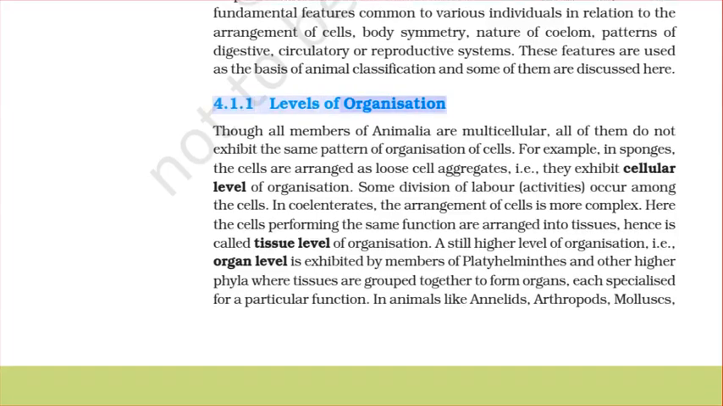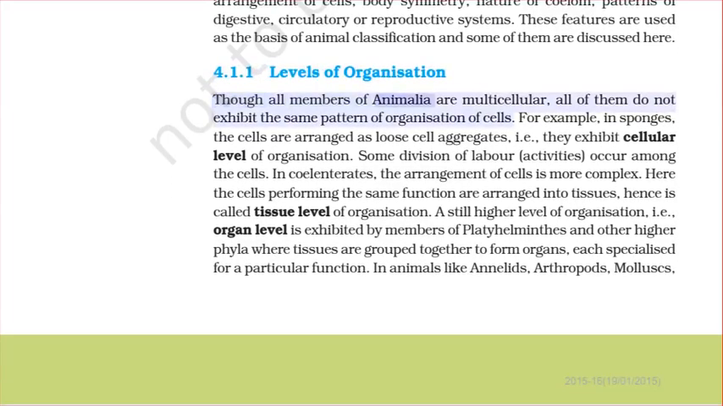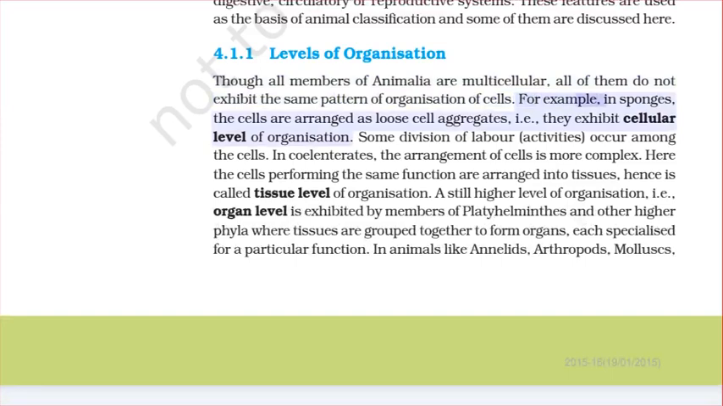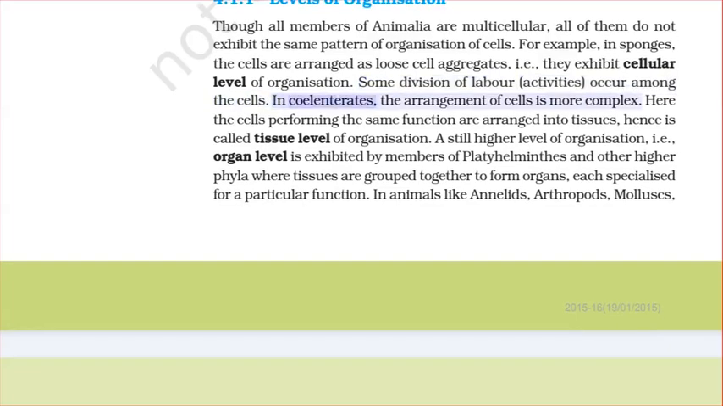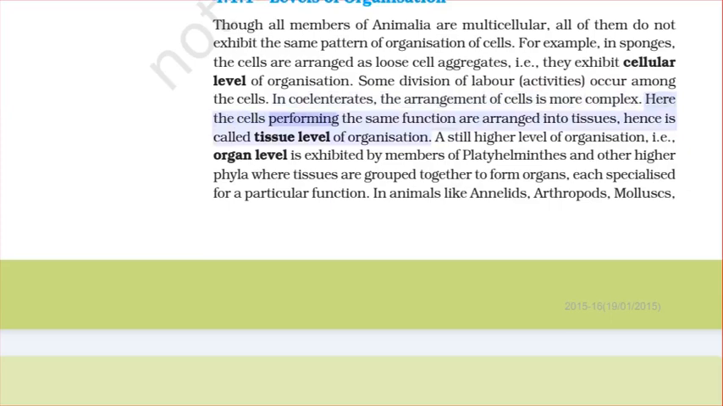4.1.1 Levels of organization. Though all members of Animalia are multicellular, all of them do not exhibit the same pattern of organization of cells. For example, in sponges, the cells are arranged as loose cell aggregates, i.e., they exhibit cellular level of organization. Some division of labor activities occur among the cells. In coelenterates, the arrangement of cells is more complex. Here, the cells performing the same function are arranged into tissues, hence it is called tissue level of organization.